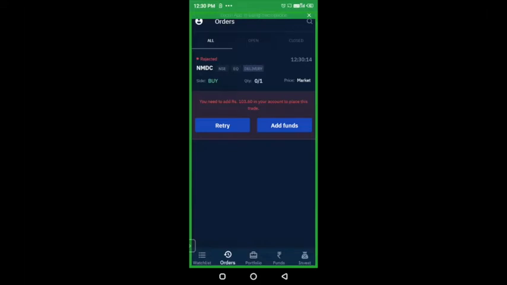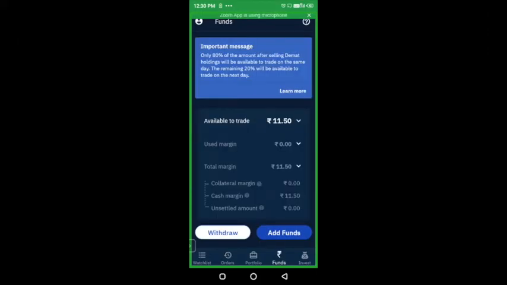Sorry, I thought I should teach you guys how to add funds, so I emptied everything. Wait. So add funds, click add funds.